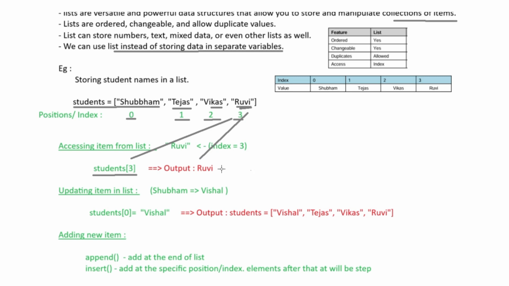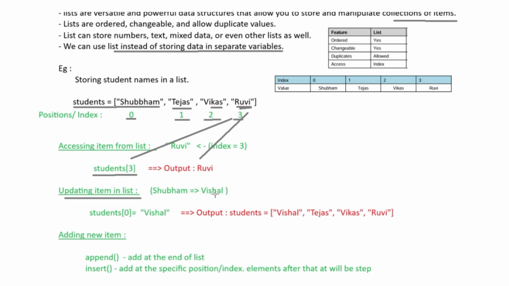Now, let's understand updating items in a list. One very important feature of lists is that they are changeable, or mutable. This means we can update values inside a list. If we want to change one item, we simply replace it with a new value. Python updates the list at that position.